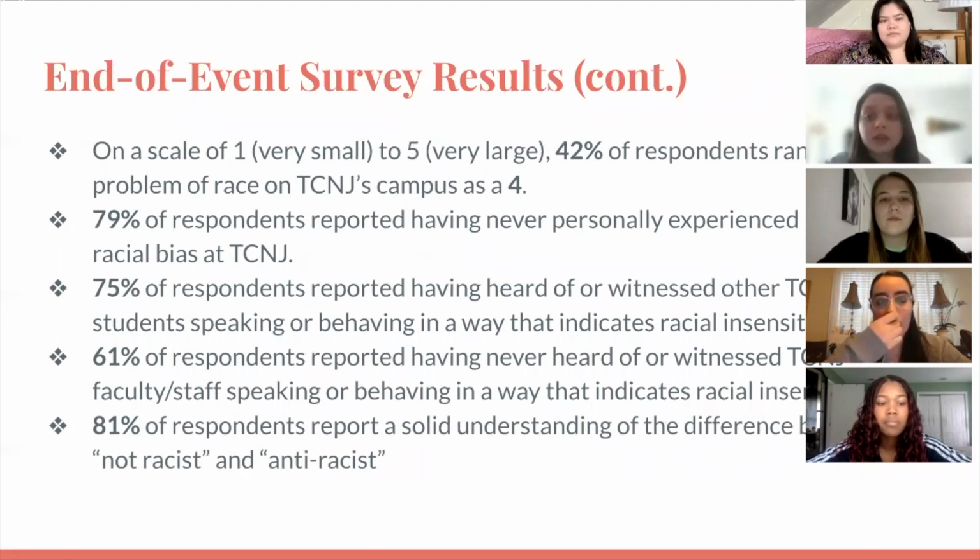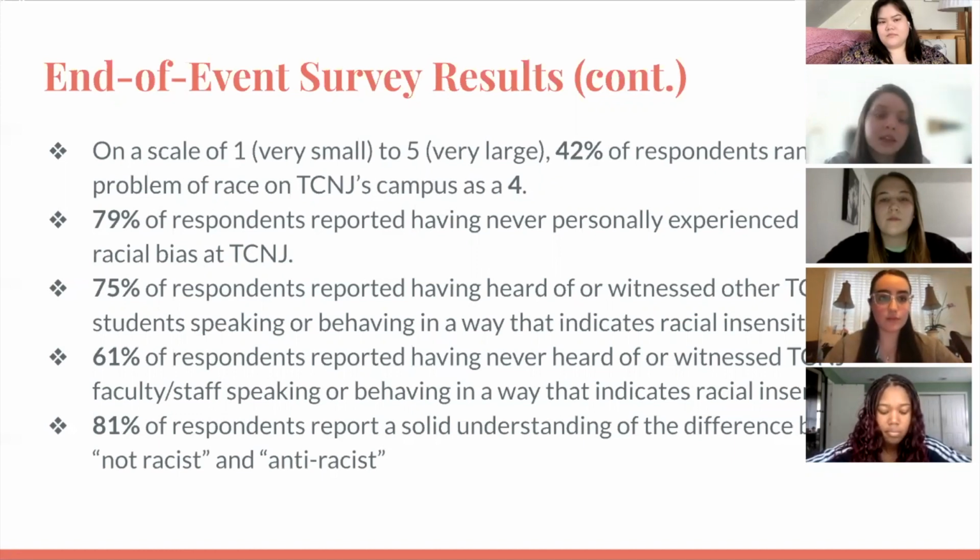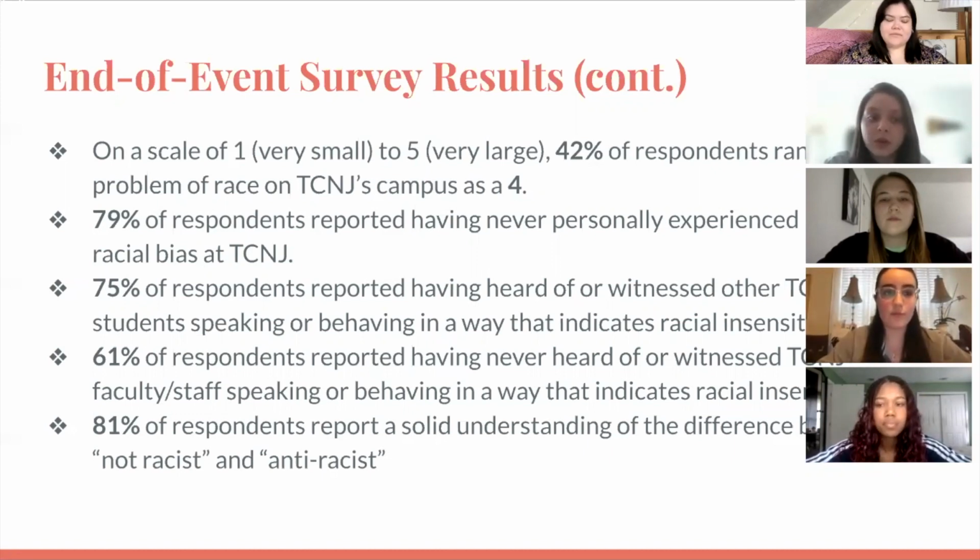The survey results continue on this slide. As you can see again, from 1 being very small to 5 being very large, 42% of the respondents ranked the problem of race on TCNJ's campus as a 4, which is quite high. And 79% of the respondents reported having never personally experienced racism or racial bias at TCNJ, while 75% of the respondents have reported hearing or witnessing other TCNJ students speaking or behaving in a way that indicates racial insensitivity.